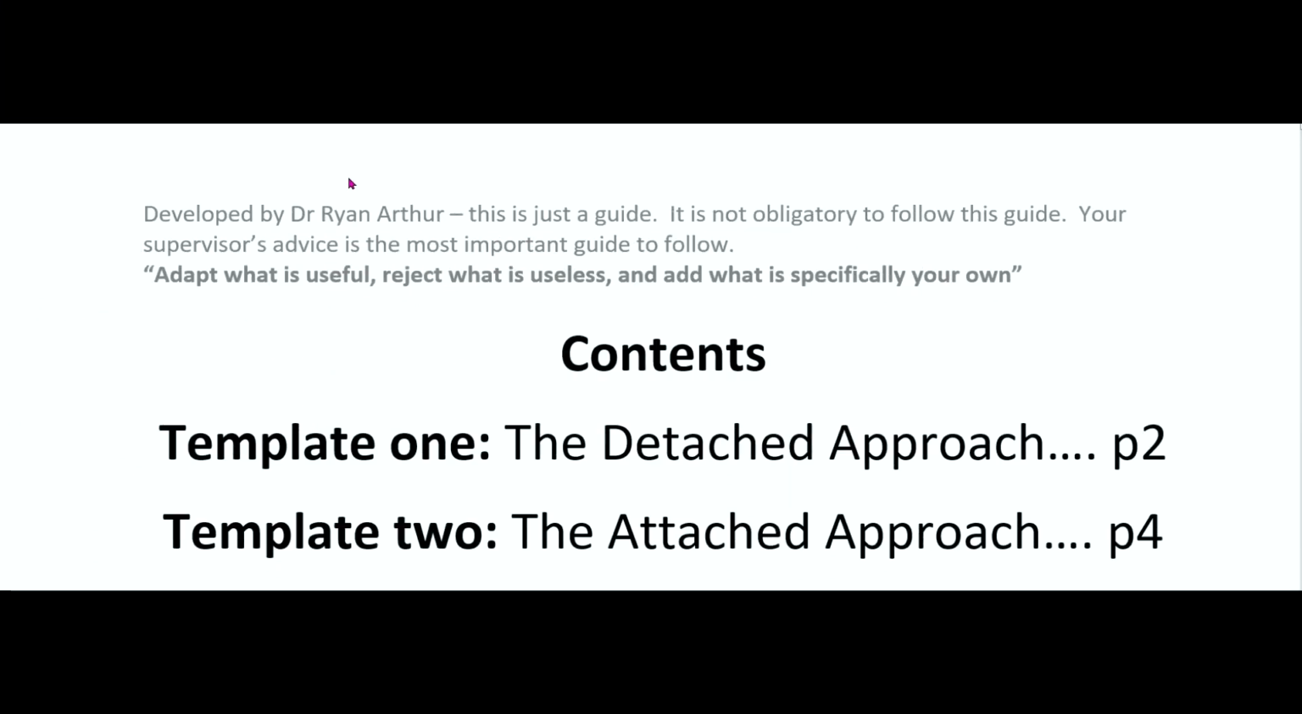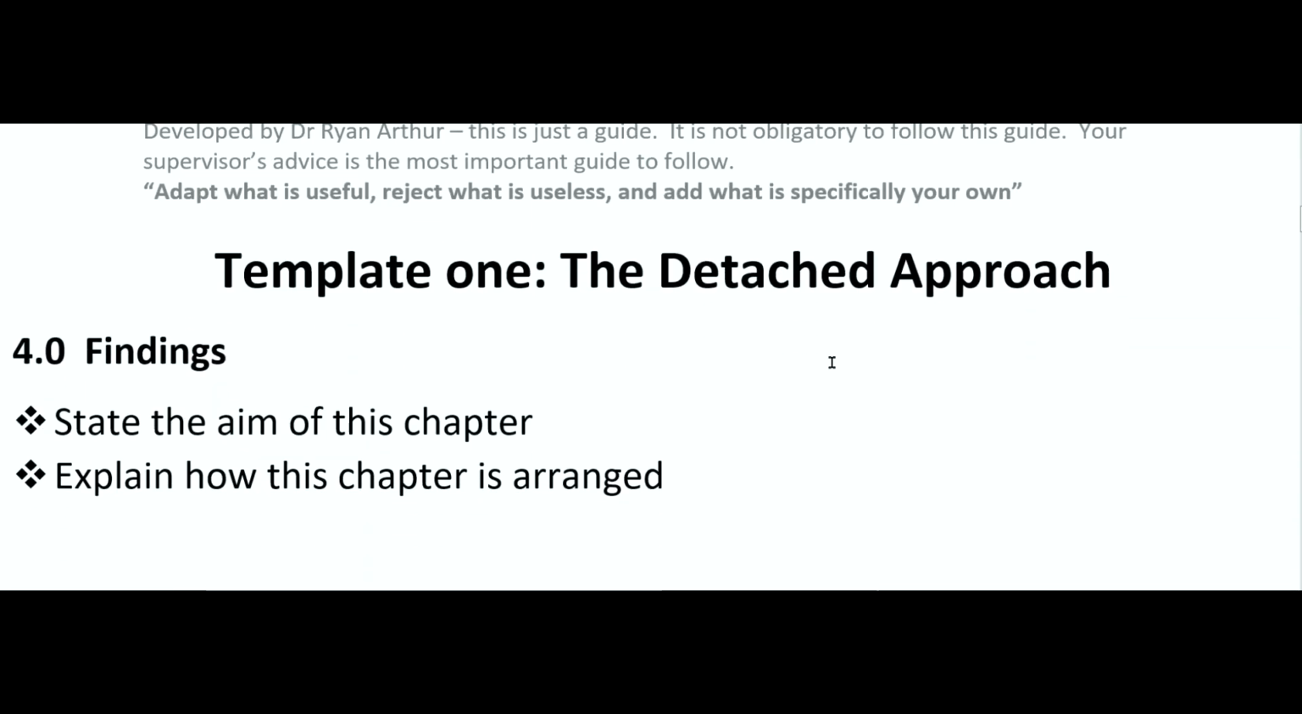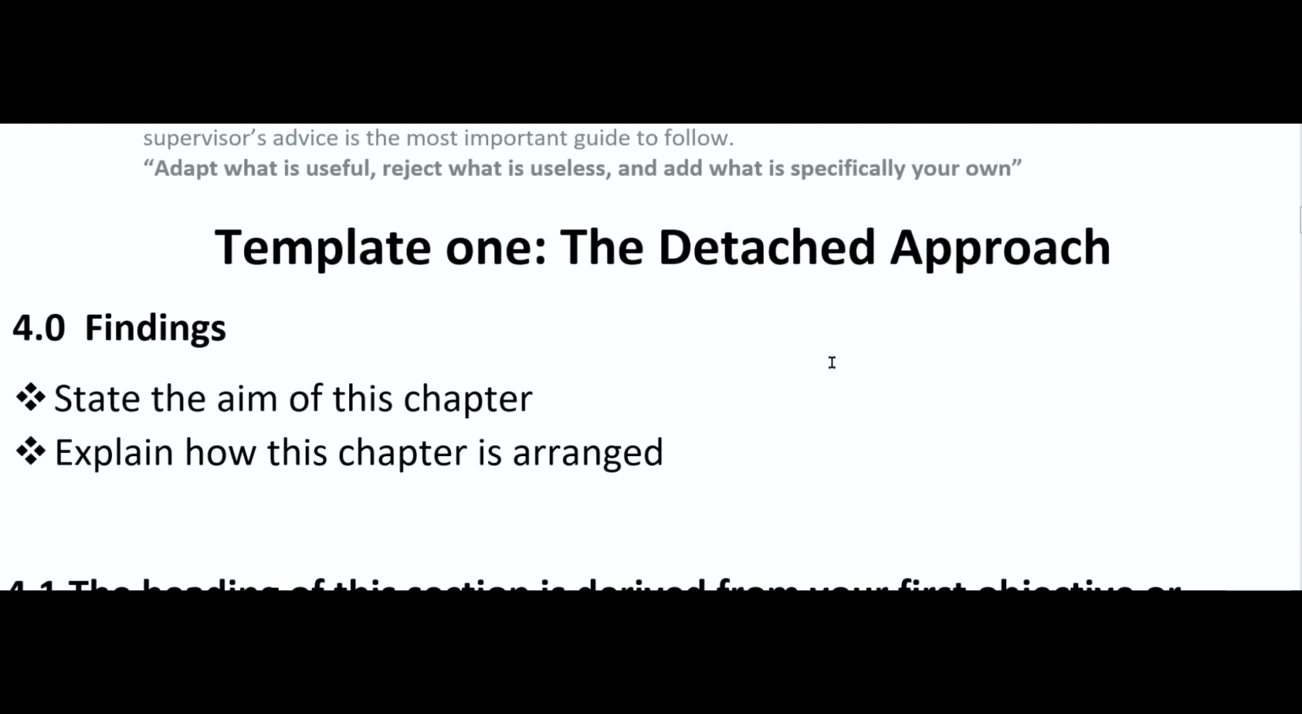When you download the template, it should take you to this page. This is the contents page. Template 1, the detached approach, is on page 2, and template 2, the attached approach, is on page 4. You can choose either of these approaches, the detached approach or the attached approach, depending on your needs. So let's start by looking at template 1, the detached approach, on page 2.